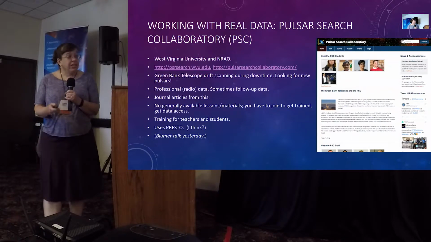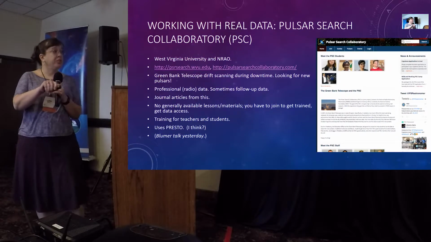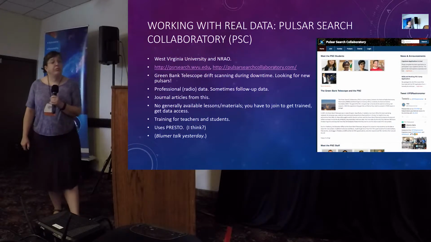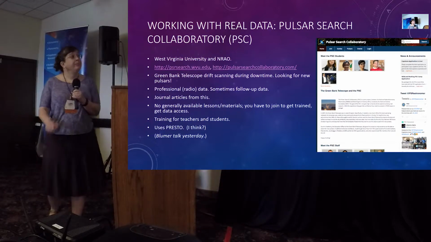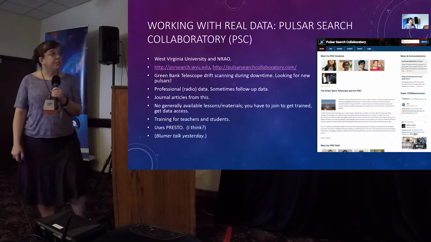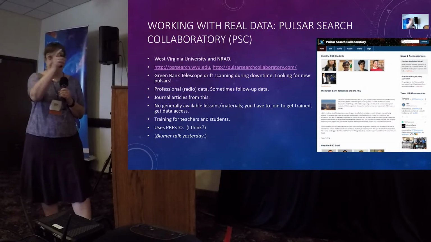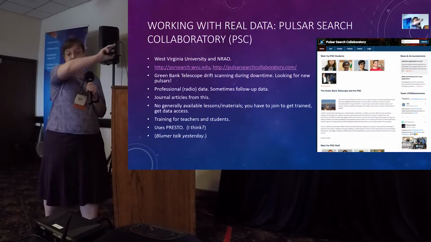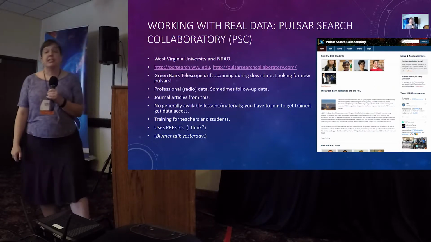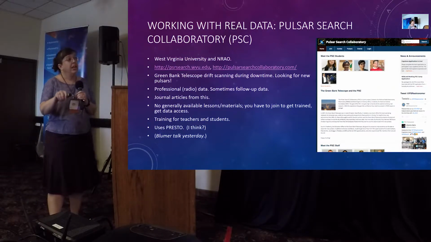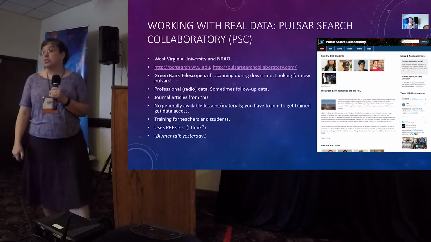The PULSAR Search Collaboratory, we heard about this from Dr. Bloomer yesterday. It's run out of West Virginia University and NRAO. Basically, the idea here is the Green Bank telescope was down for repairs. It couldn't move. It could only stare at the same chunk of sky, or stare at the sky while the sky moved past, and they collected data while they were doing that. And so they looked for new pulsars in that data.